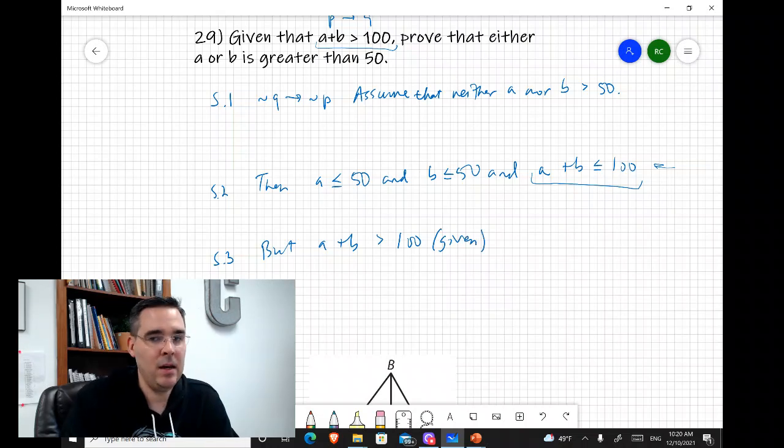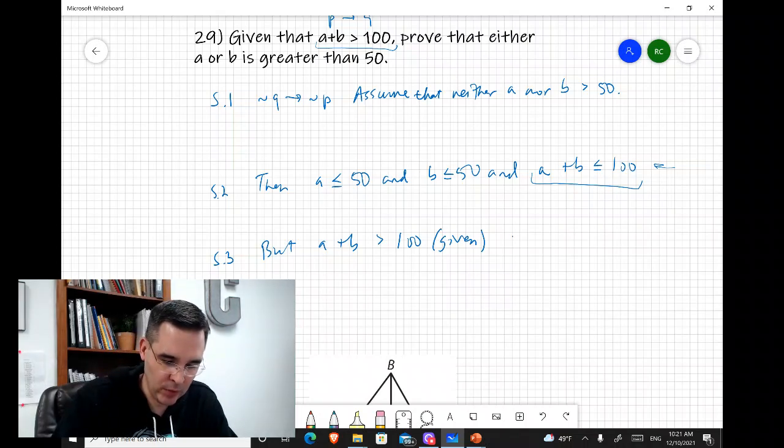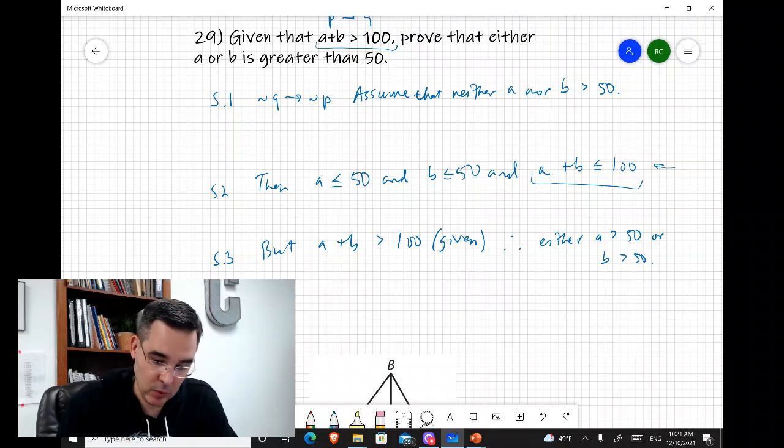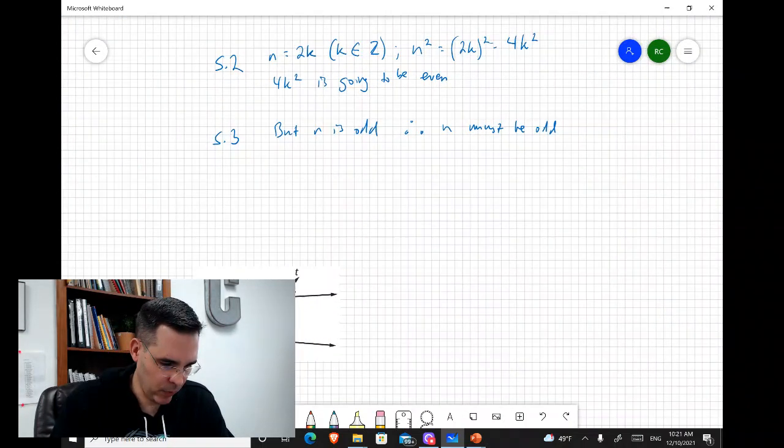And remember, the given's like the gospel. You cannot contradict the given. Either the given's false or the result of statement 2 is false. And in that case, only one of them is true, and the given will always be the one that you go with. If A plus B is greater than 100, therefore, either A is greater than 50 or B is greater than 50. So I end up going back and I've proven the second statement of the original conditional. That's how that works. Now I'm going to work through 3 examples.